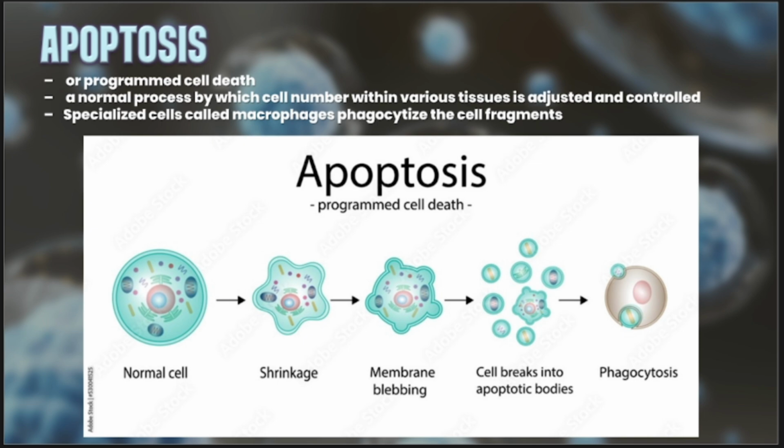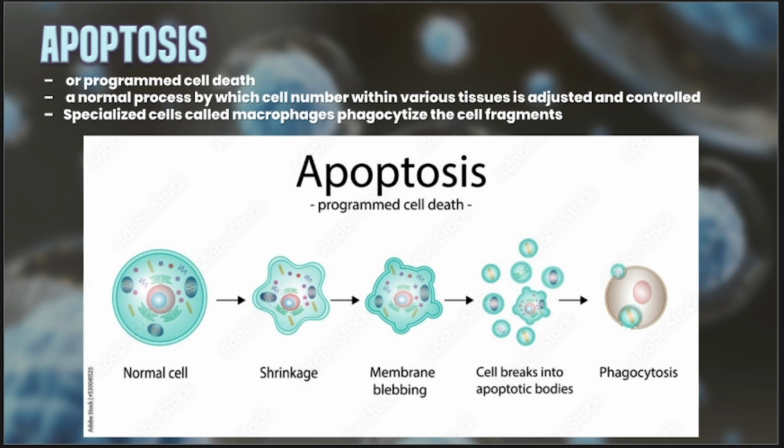And the last step would be phagocytosis, in which specialized cells such as your macrophages will engulf and digest these cell fragments, or apoptotic bodies, which will prevent inflammation and maintain tissue health.